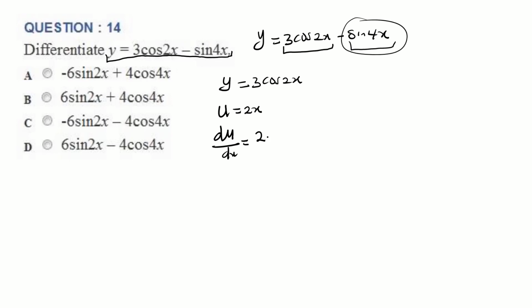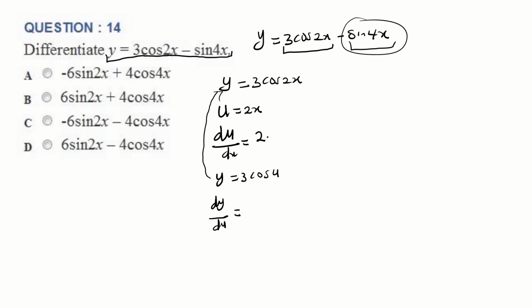So going back, recall that we have y equal to 3 cos u. We have already replaced 2x with u. Now we differentiate dy over du. That is, we are differentiating y with respect to u in this case. You can read more on differentiation if you want to know about this. So here we are differentiating 3 cos u. So how do we differentiate this?